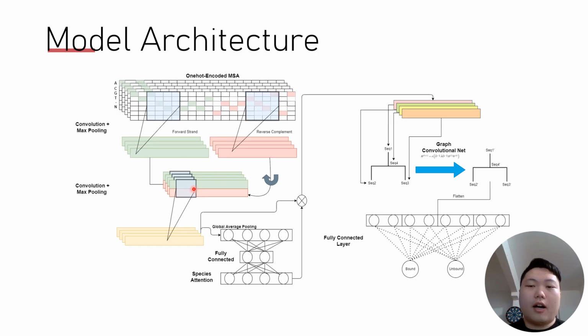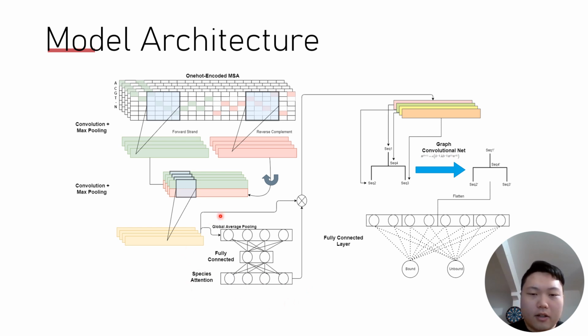This is the architecture of the model we named Graphylo. We first leverage the power of convolutional neural networks, which enable us to capture important features in the multiple sequence alignment for both the forward strand and the reverse complement. The features extracted for the reverse complement are then flipped left to right and stacked together with the forward strand's features to form a very rich feature set.